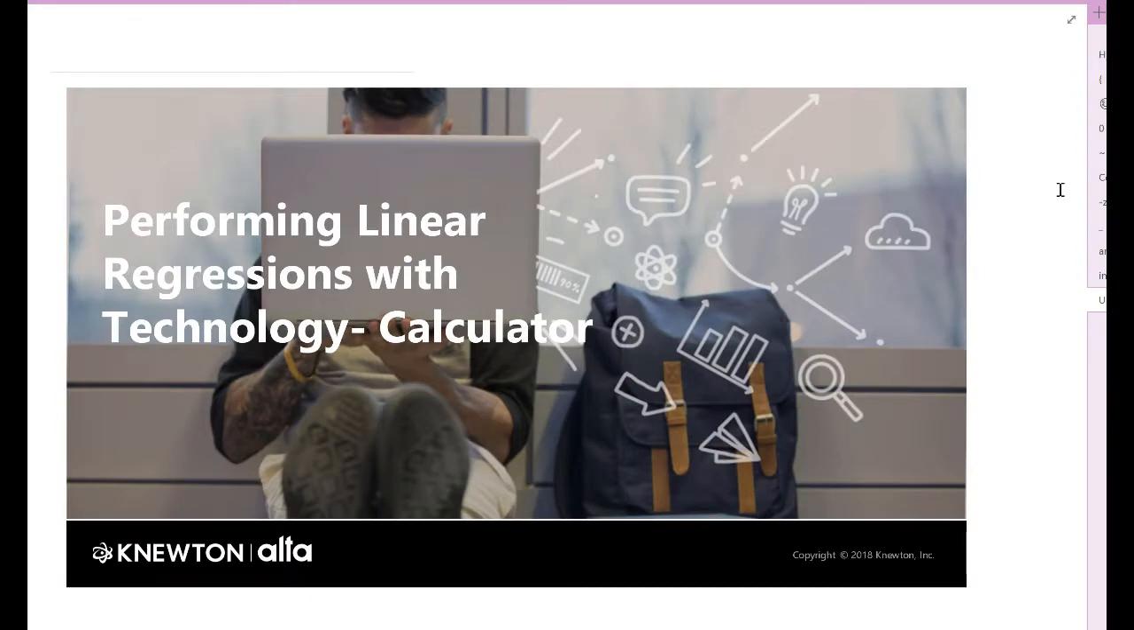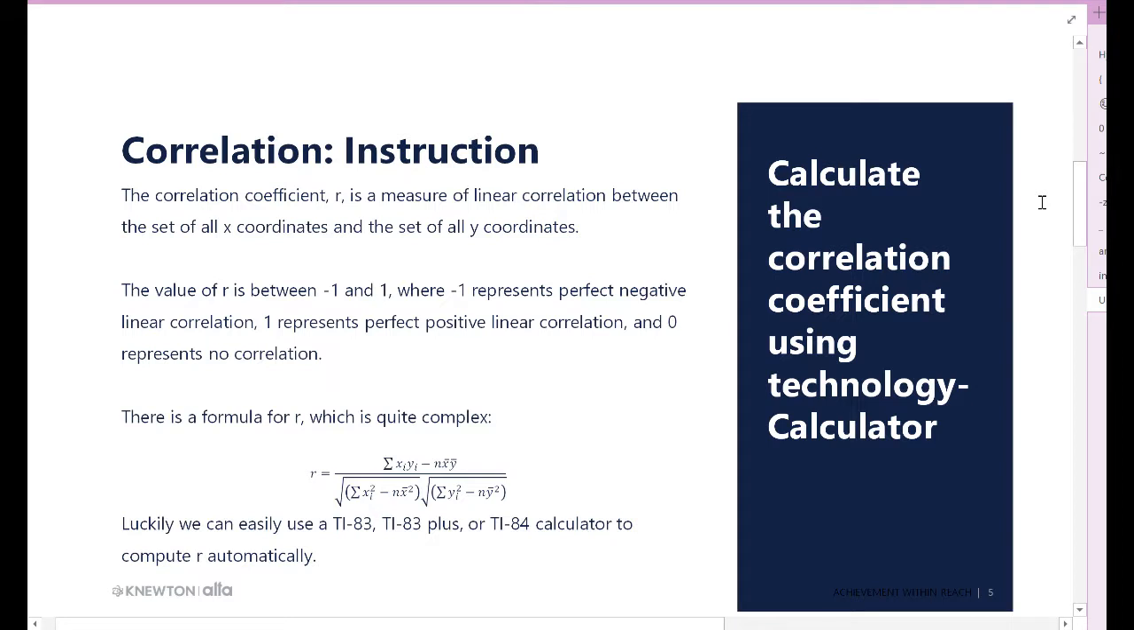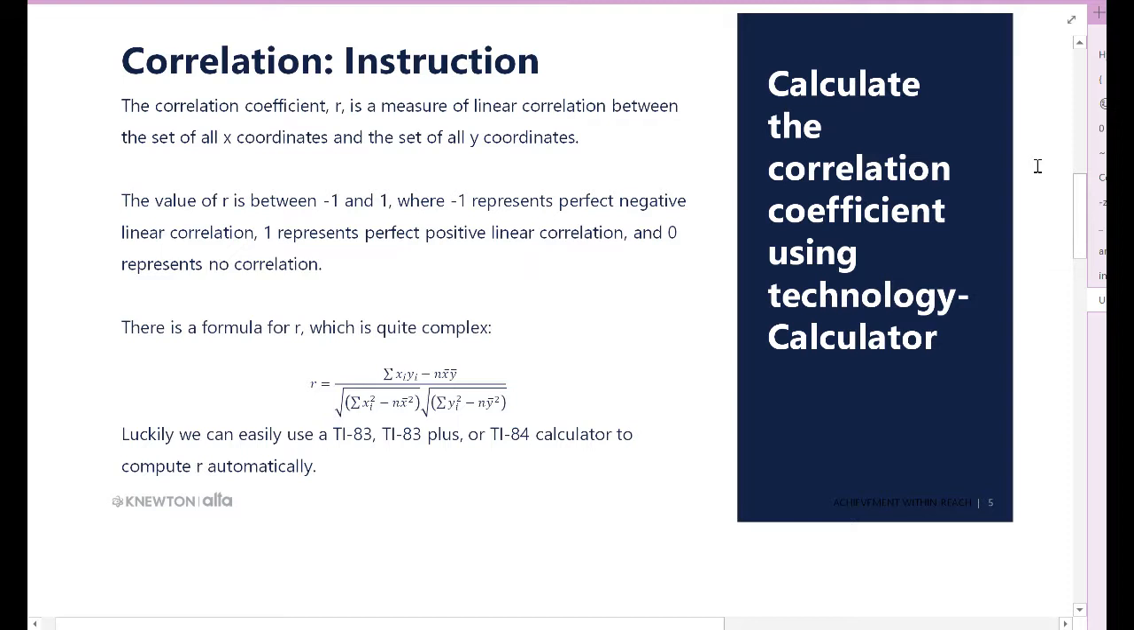In this video, we're going to discuss how we perform linear regression using our calculator. As we discussed in class, the correlation coefficient, which has the symbol R, is the sample correlation coefficient, a measure of the linear correlation between ordered pairs.